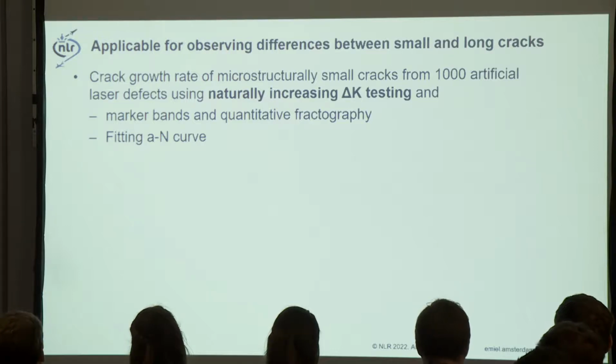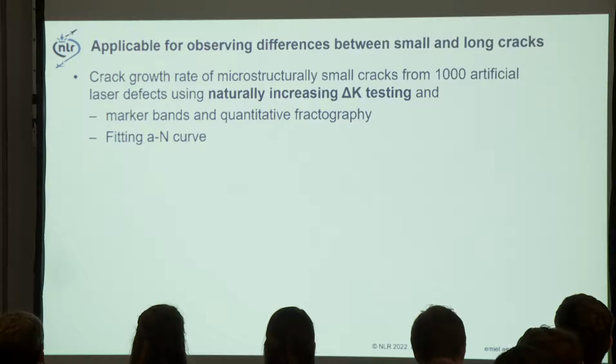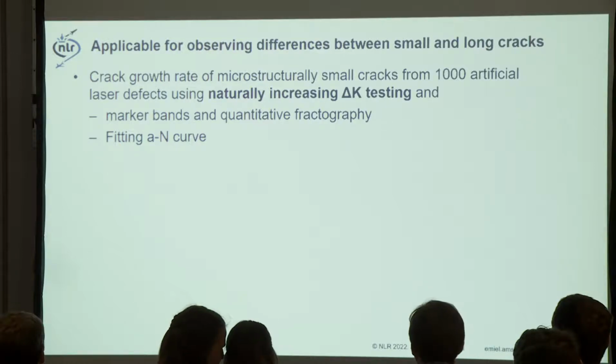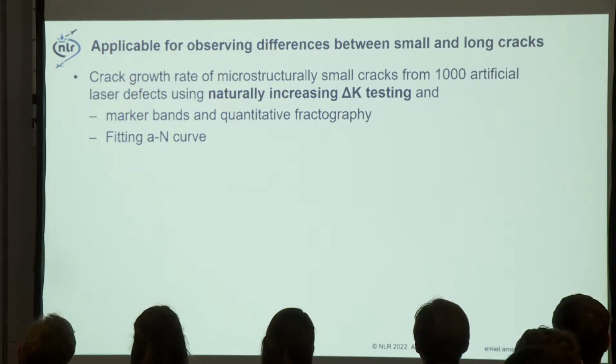So we can also use this fitting methodology on small cracks. We observed all these tests were for long cracks, but we also applied it to small cracks on specimens that have 1,000 artificial laser defects of about 50 to 100 micrometers long and deep, and again it is naturally increasing delta K testing, and we applied marker bands, constant and variable amplitude marker bands, to obtain the crack growth rates for these small cracks, and we also used the fitting methodology to directly fit the crack length versus cycles curve.